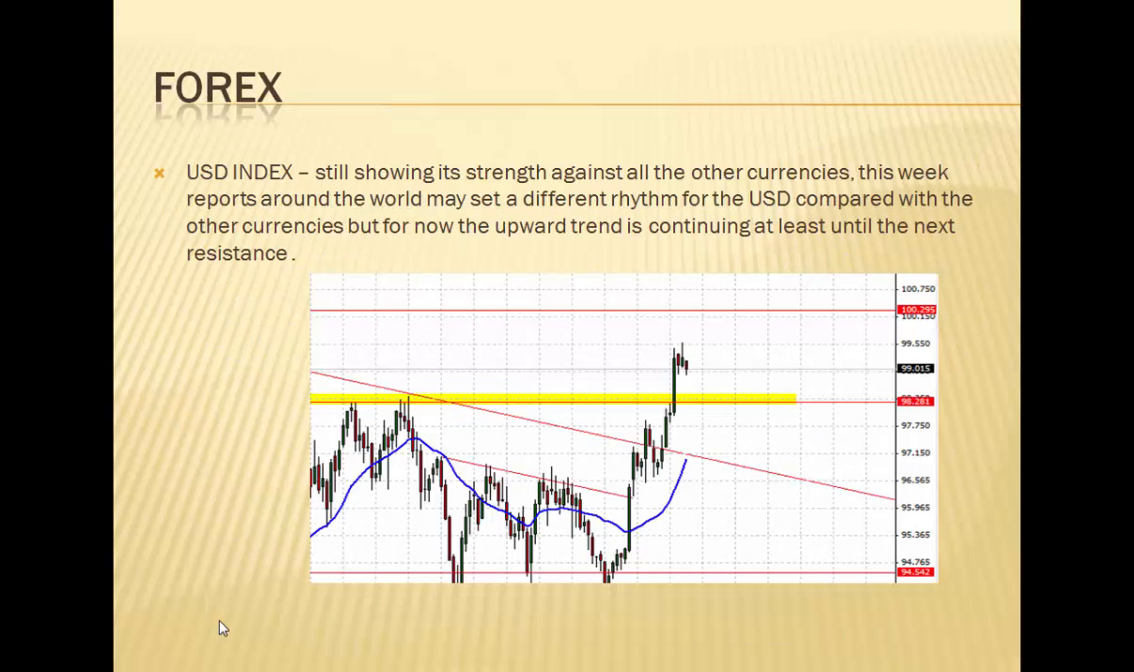Forex. The dollar index is still showing its strength against all other currencies. This week's reports around the world may set a different rhythm for the dollar compared with the other currencies, but for now the upward trend is continuing, at least until the next resistance. And you can see it here in the graph below.